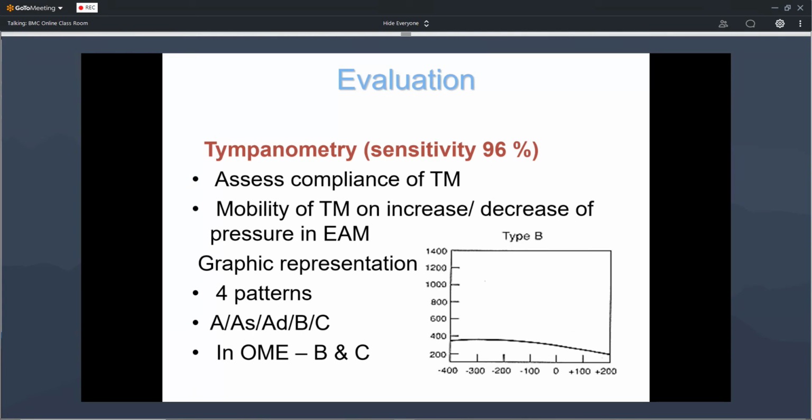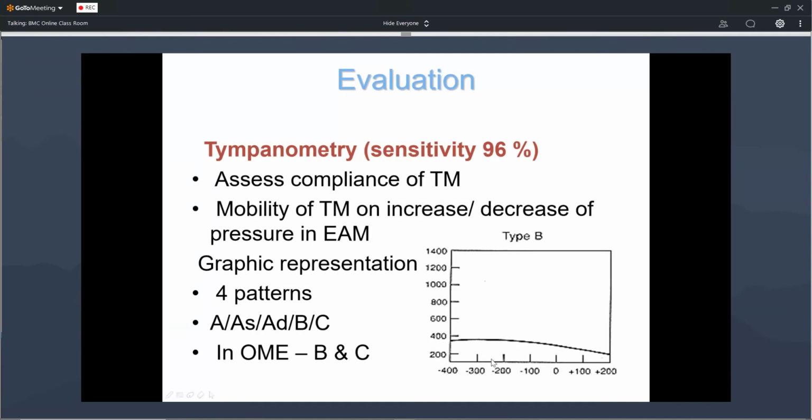By using pure-tone audiometry, you will know the type and degree of the hearing loss. By using impedance audiometry, you can know the exact cause of the conductive hearing loss behind the tympanic membrane, whether there is ossicular chain fixation or ossicular necrosis, or any fluid in the middle ear cavity, or if there is any simple retraction of the tympanic membrane. Here, on the x-axis, these are the pressures in the external auditory canal.